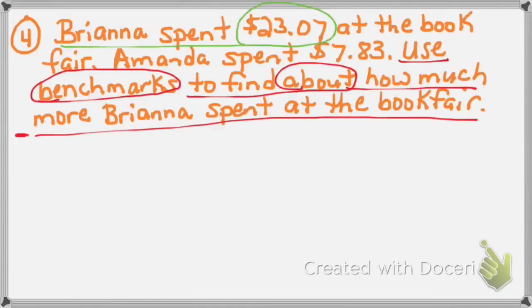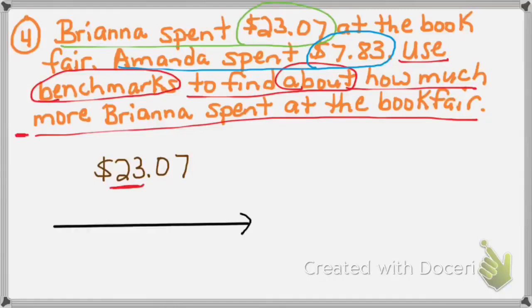I know that Brianna spent $23.07. I also know that Amanda spent $7.83. This is a subtraction problem. I want to know how much more. But first I have to estimate for my benchmarks. So I'll take my $23.07. I'll write it down and find a benchmark estimate.